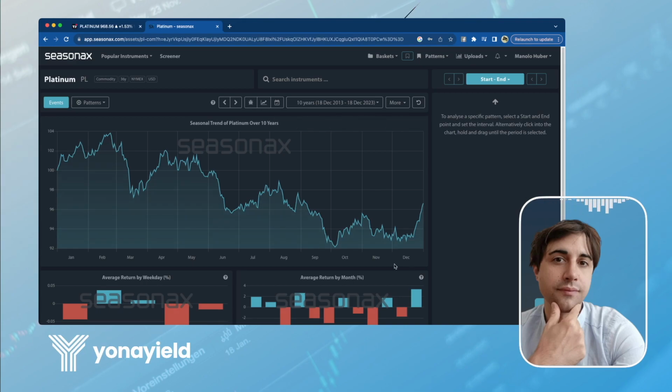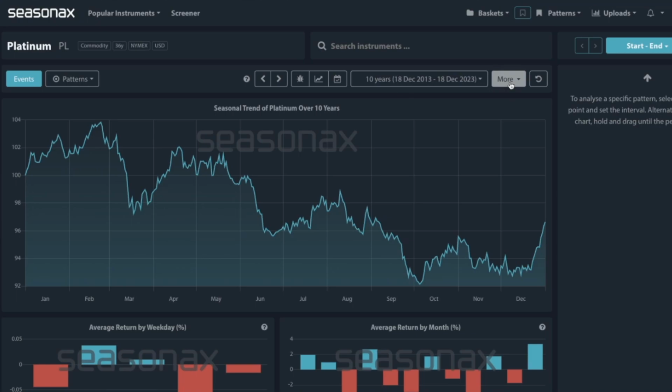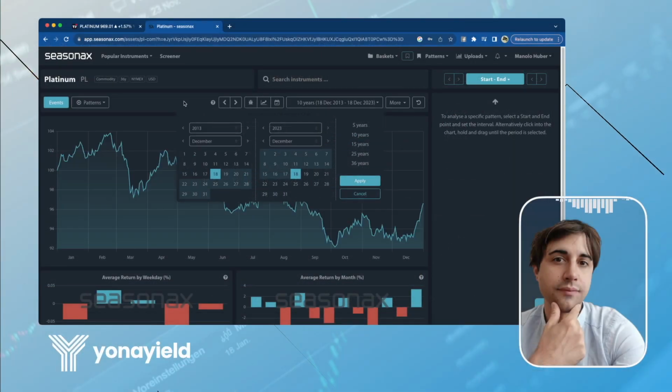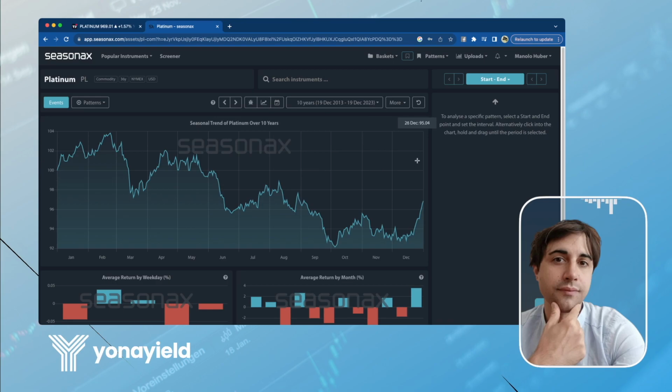So without further ado guys, we have here the seasonality chart for platinum, and now let's have a look here, because this is for the last 10 years. That is like the default setting, so let's leave it at that for the moment. We will look of course at other settings as well.